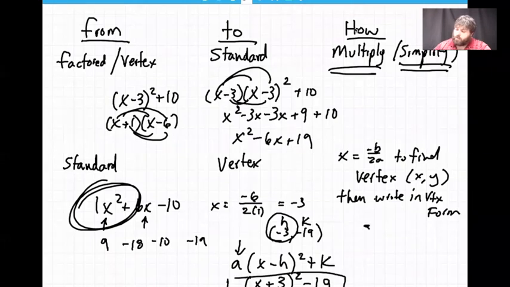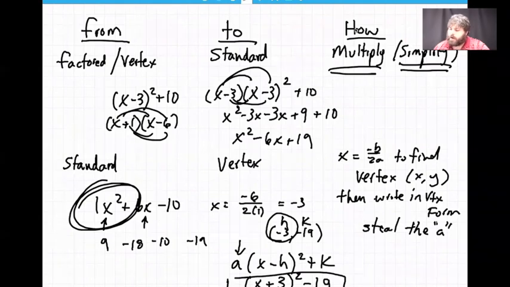So write in vertex form and you steal the a from the other form, okay? So use your vertex, x equals negative b over 2a to find the vertex. Then just take that vertex, plug it into the form, and use the same a that you had from standard form. That's the easiest way to write it in vertex form.